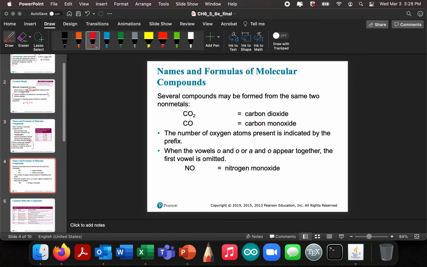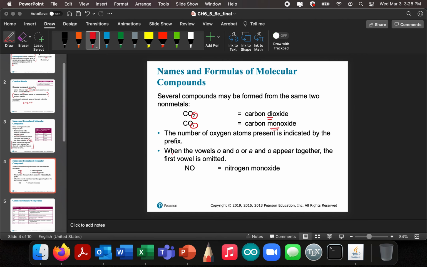So, for example, you can have CO2 or you can have CO, right? Because they're both nonmetals, they show up in different proportions. So the CO2 is carbon dioxide. CO is simply carbon monoxide. The number of oxygen atoms present is indicated by the prefix. You can see that, right? There's my 2, di, and there's an understood 1 right there, right? CO, so that's carbon monoxide.